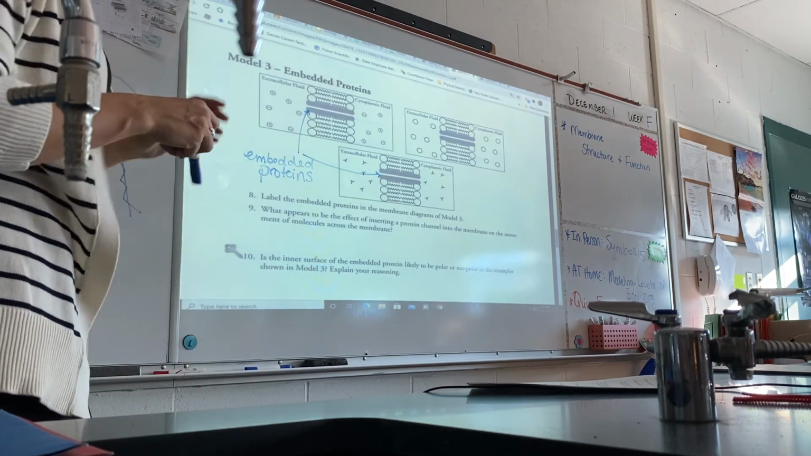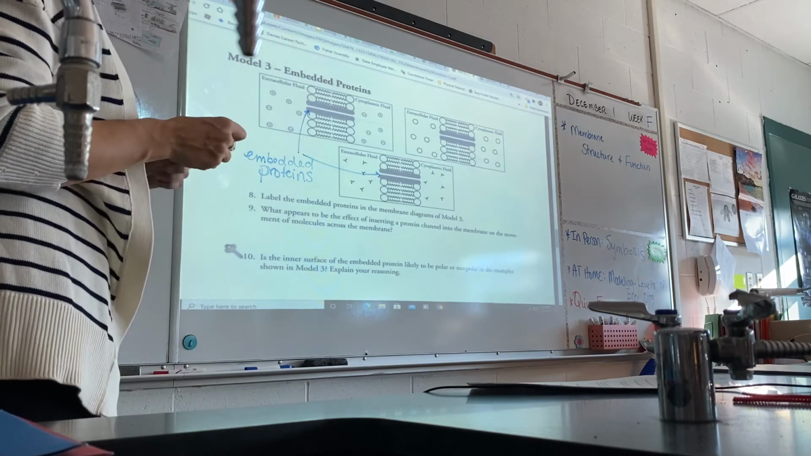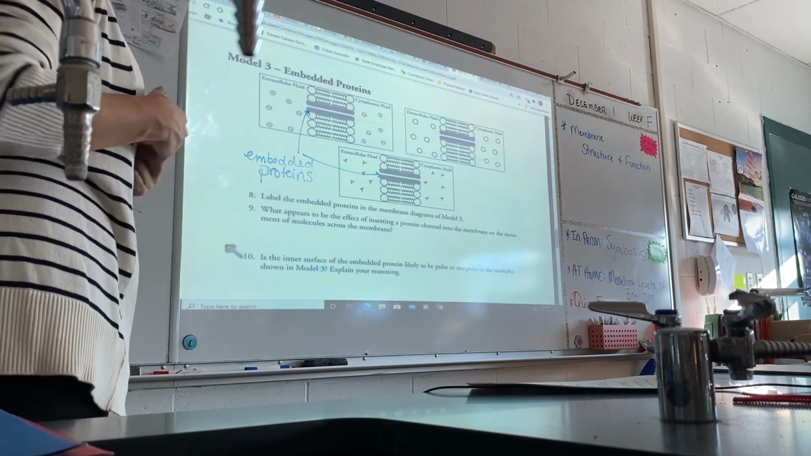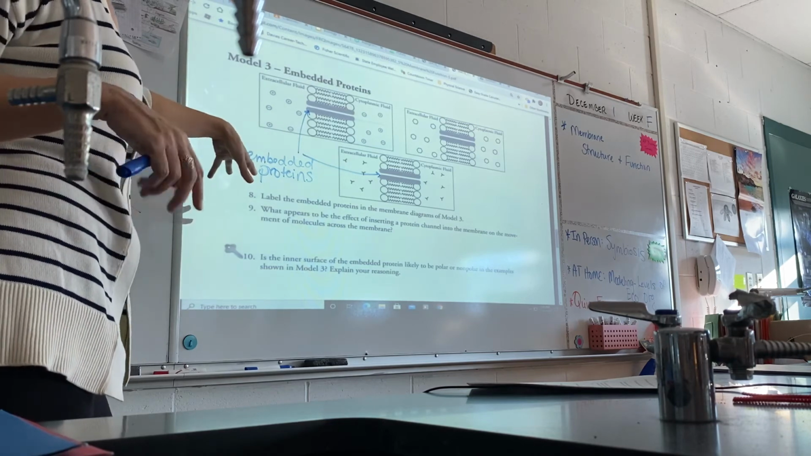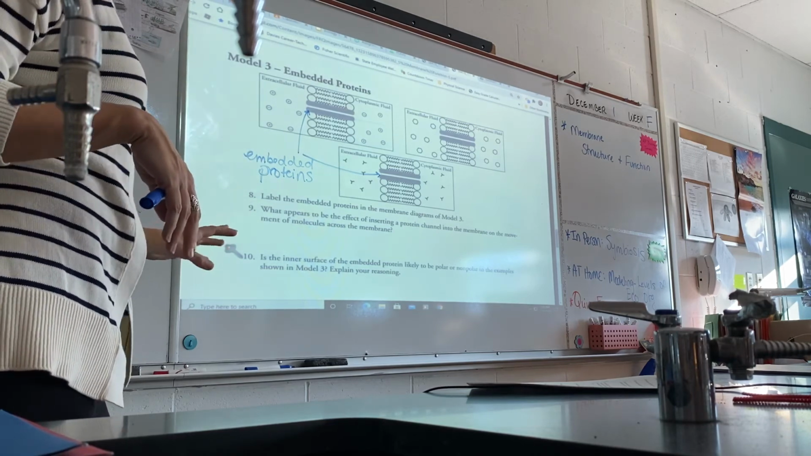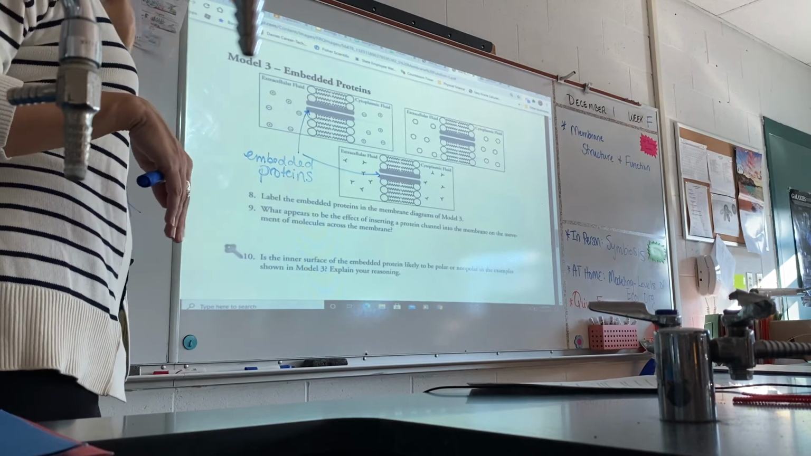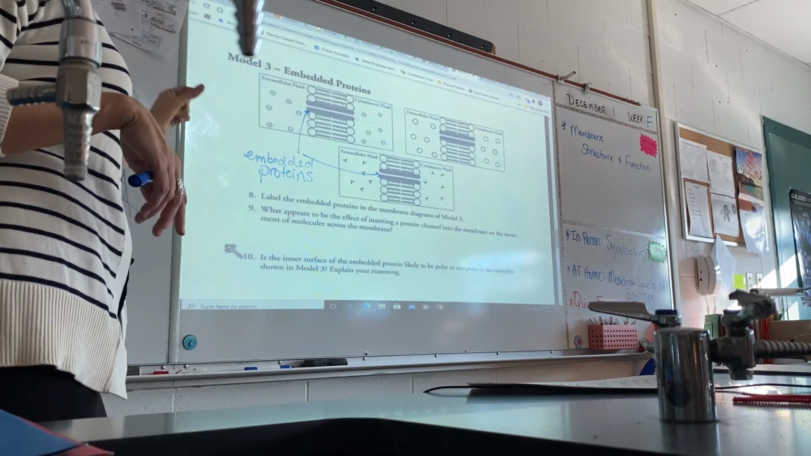And of course, we've got the one in the top right over there as well. So compare what you see. Let's say this is the end result again, right? We're looking at what's happened over time. What appears to be the effect of inserting a protein channel into the membrane on the movement of molecules?